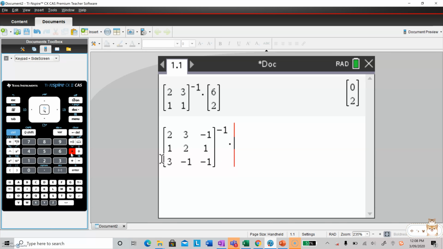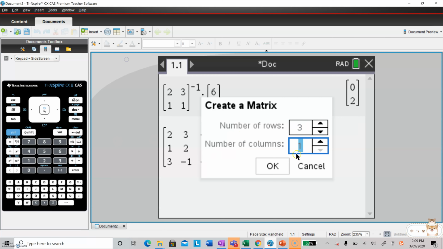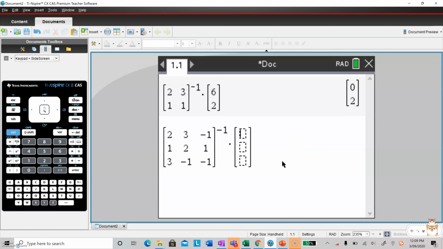I will need to multiply the second matrix. The second matrix is a 3 by 1 matrix. There's only one column, and it has the values 5, 8, and 4. So we just put 5, 8, and 4. Press enter.